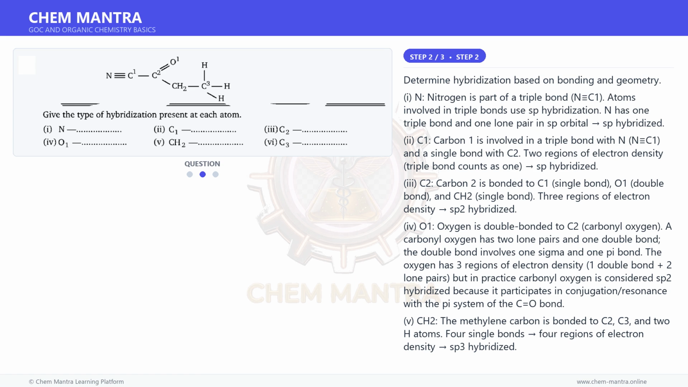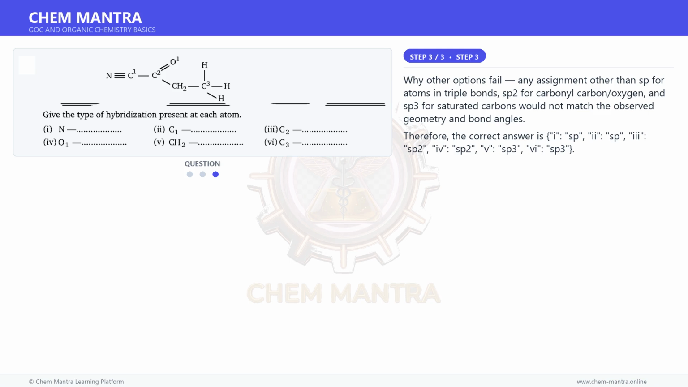5. CH2, the methylene carbon, is bonded to C2, C3 and 2 H atoms. 4 single bonds, 4 regions of electron density, sp3 hybridized. 6. C3, carbon 3, is bonded to CH2 and 3 H atoms. 4 single bonds, sp3 hybridized. And for the final step.